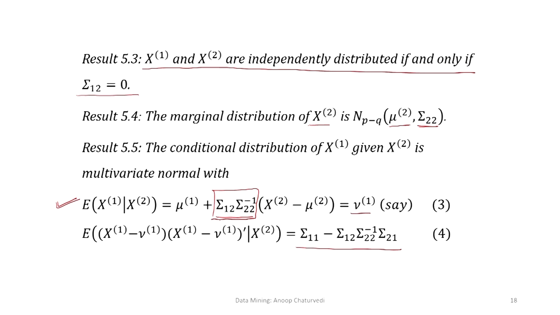In that case, this matrix of regression coefficients becomes 0, and the expectation of x1 given x2 is equal to mu 1. So, whether you take the unconditional expectation of x1 or the conditional expectation, it remains unchanged. It is equal to mu 1. Further, for sigma 12 equal to 0, the conditional variance covariance matrix of x1 is equal to sigma 11, which is the same as the unconditional variance covariance matrix of x1.